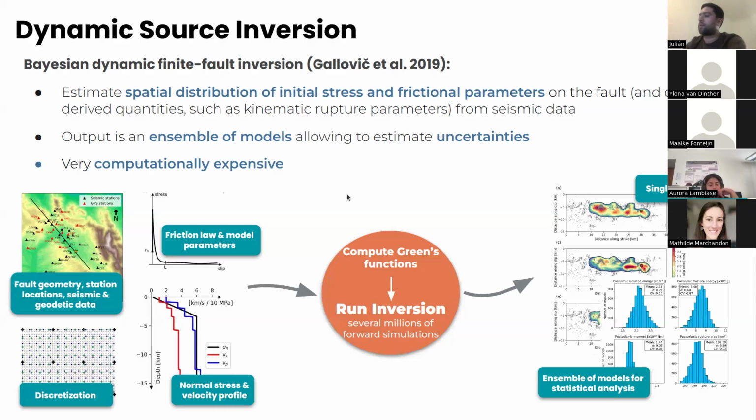The principle is that we prescribe the fault geometry, the normal stress, and the velocity profile, and we look for the pre-stress levels, so the initial stress and the friction parameters, that best explain the data. So it's very, very expensive, and to do that, we need to run several millions of forward simulations to end up with a preferred model and with uncertainties.